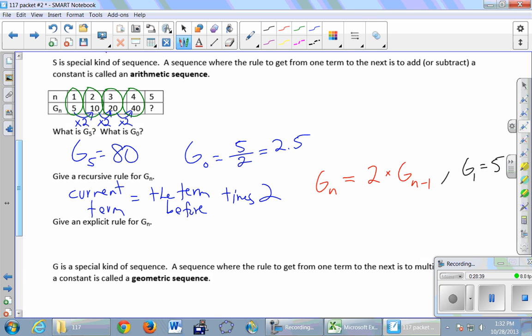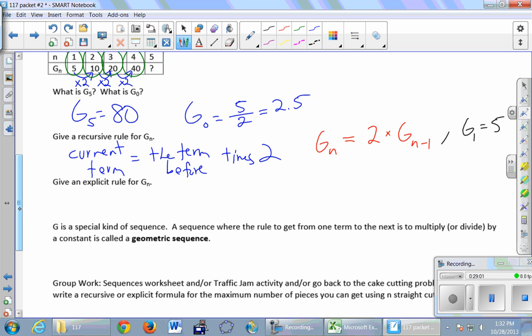What can you do to each top number to get the bottom number? This pattern is a lot harder to find. Some rule that's supposed to send 1 to 5, 2 to 10, 3 to 20, and 4 to 40. This is tougher. Okay, so here's what we're going to do.